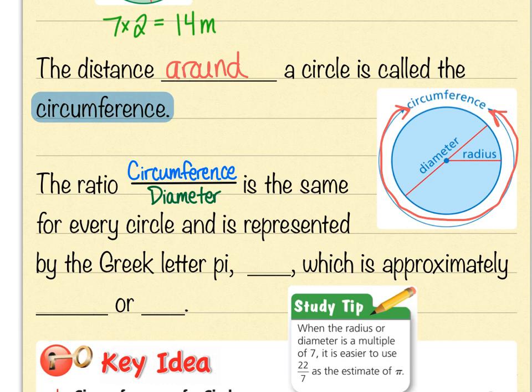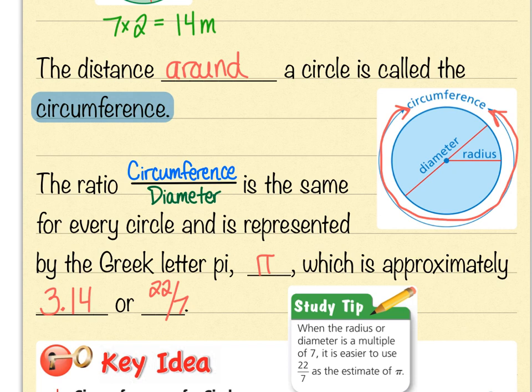The ratio circumference over diameter is the same for every single circle and is represented by the Greek letter pi, which you probably have seen before. It looks almost like a cursive R. And so pi is approximately 3.14, which you probably knew. That's what we're going to use for pi. Or the closest fraction that you can use to estimate pi is 22/7. We don't use that a whole lot, to be honest, but I just wanted to let you know that's the closest fraction. If you do 22 divided by 7, you'll get a number that's really close to pi.